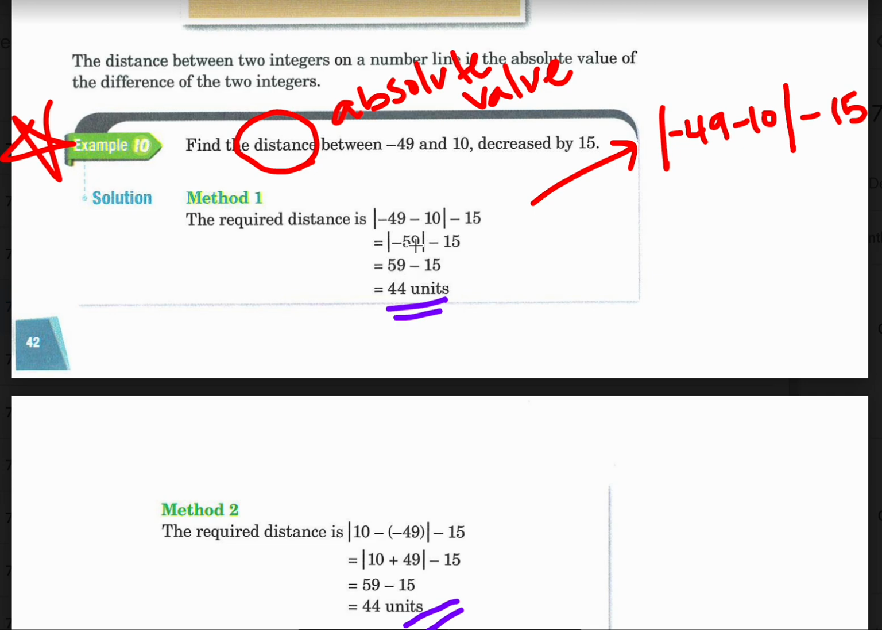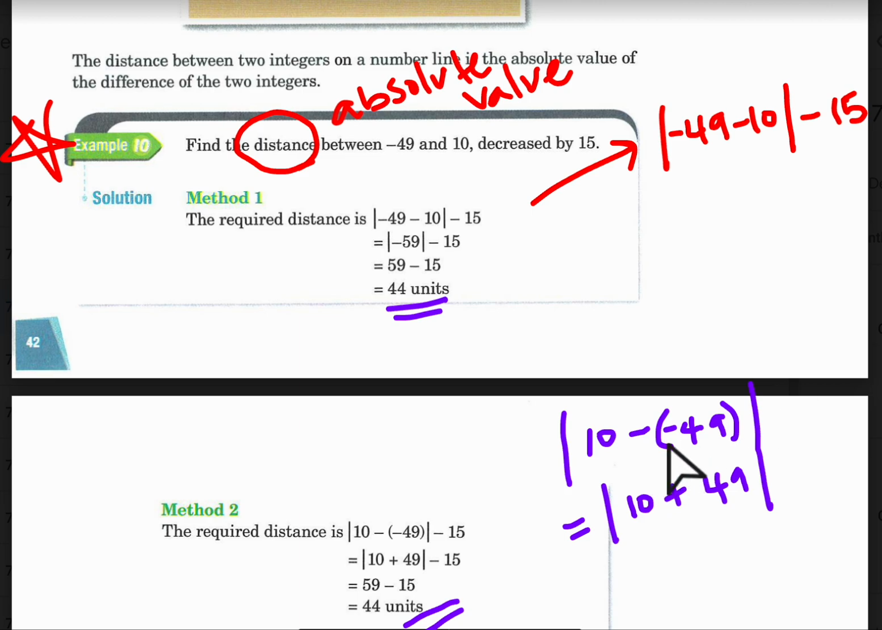Look, one person got negative 59 inside the absolute value brackets, and then it ended up into positive 59, minus 15 to get 44. The other person ended up with a positive answer because the 10 minus negative 49 inside the absolute value brackets ended up becoming 10 plus 49 inside the absolute value brackets, because negative and negative is positive. So at the end, they both got 59 minus 15, which is 44 units.